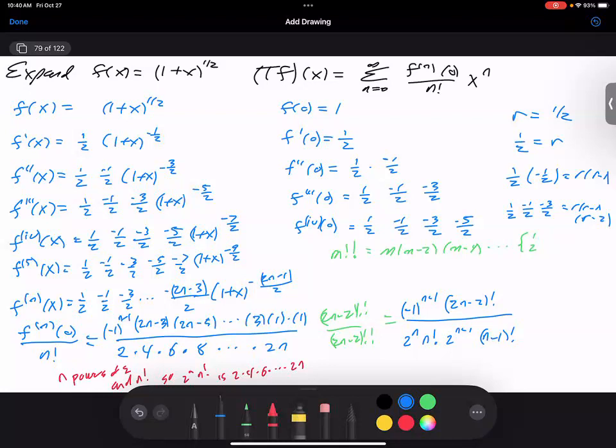Is this beginning to look like a binomial coefficient? By multiplying by 2n minus 2 double factorial over 2n minus 2 double factorial, I filled in all the evens. And so I now have 2n minus 2 all the way down to 1. And then in the bottom, I've got n factorial, and I've got an n minus 1 factorial. What binomial coefficient does this look a lot like? Is it a binomial coefficient?